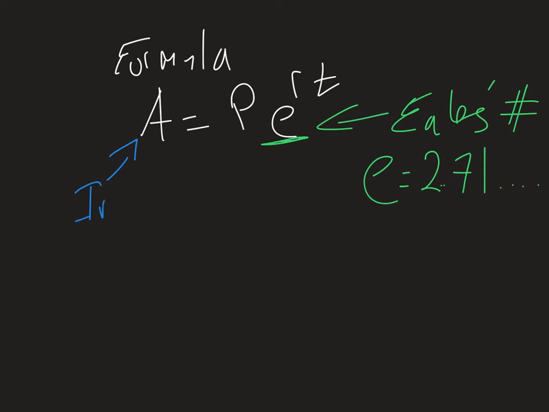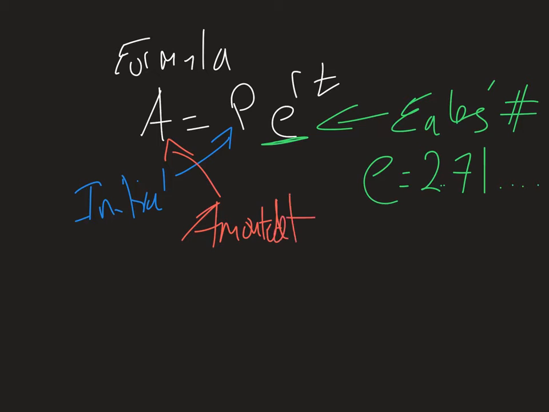So P is your initial amount, and A is your ending amount, the amount at the end. I'm going to change the arrows there. Apologies for the confusion here. R is your growth rate or decay rate. And decay rate would be negative, so just be very cautious of that.